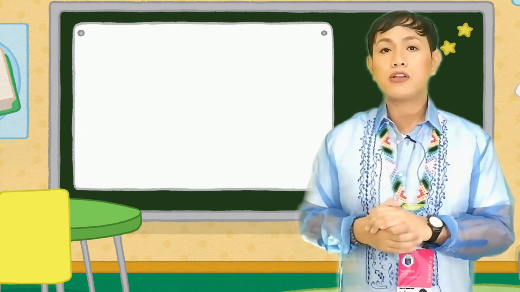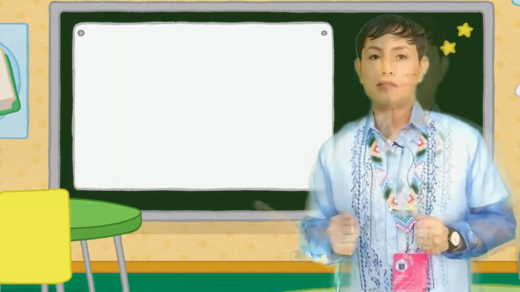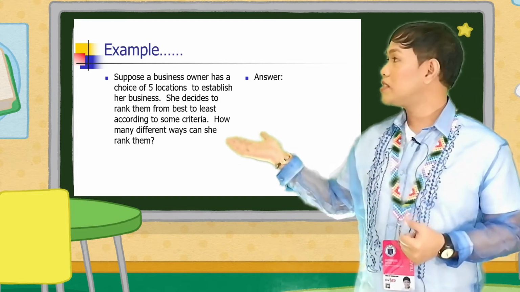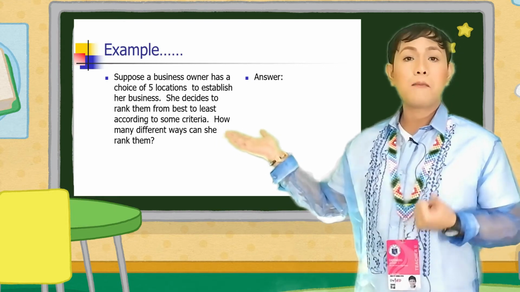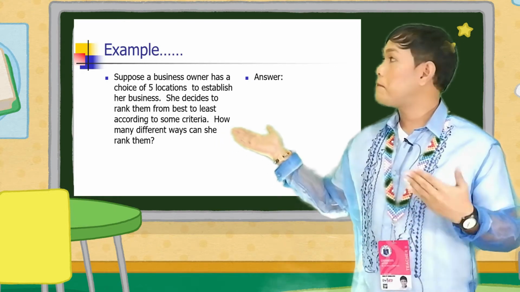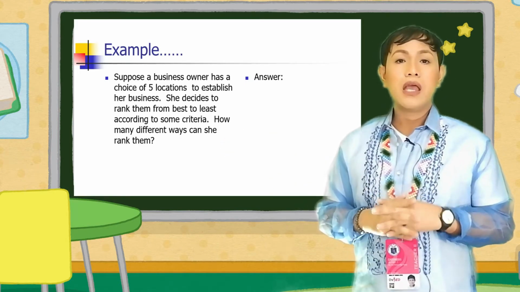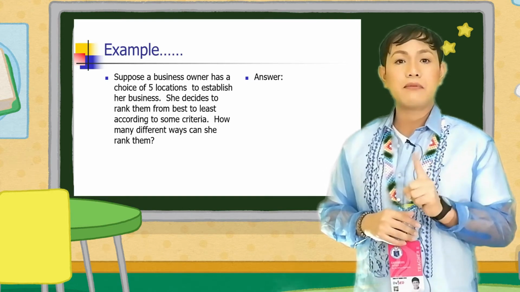To really know more about what permutation is all about, let us have another example. Suppose a business owner has a choice of 5 locations to establish his or her business. He or she decides to rank them from best to least according to some criteria. Now, how many different ways can he or she rank them all?